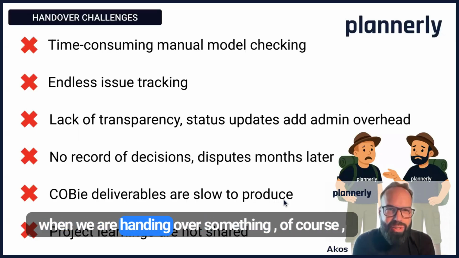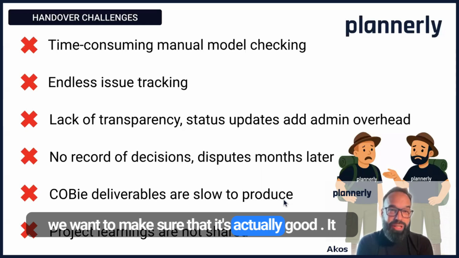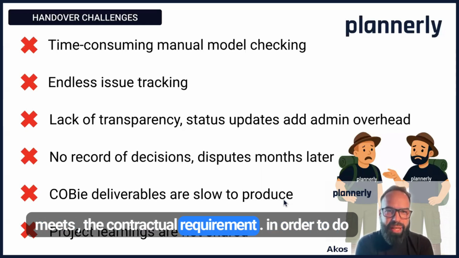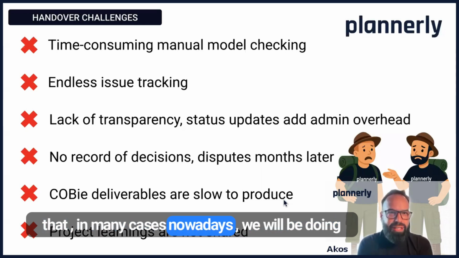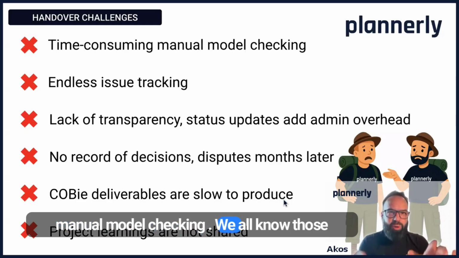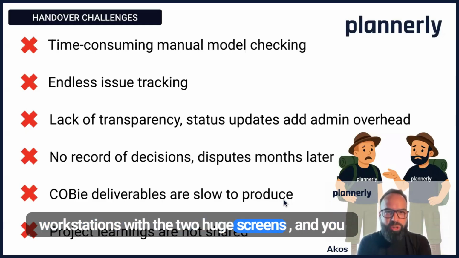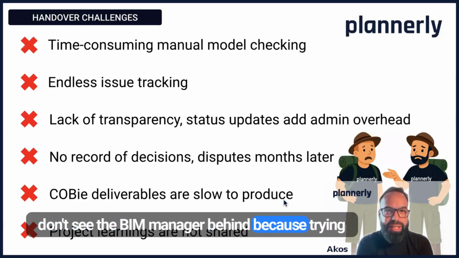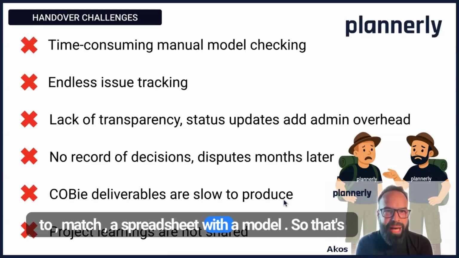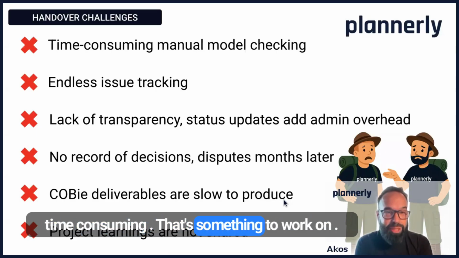Right. So when we are handing over something, of course, we want to make sure that it's actually good. It meets the contractual requirement. In order to do that, in many cases nowadays, we will be doing manual model checking. We all know those workstations with the two huge screens and you don't see the BIM manager behind them, trying to match a spreadsheet with a model. So that's time consuming. That's something to work on.